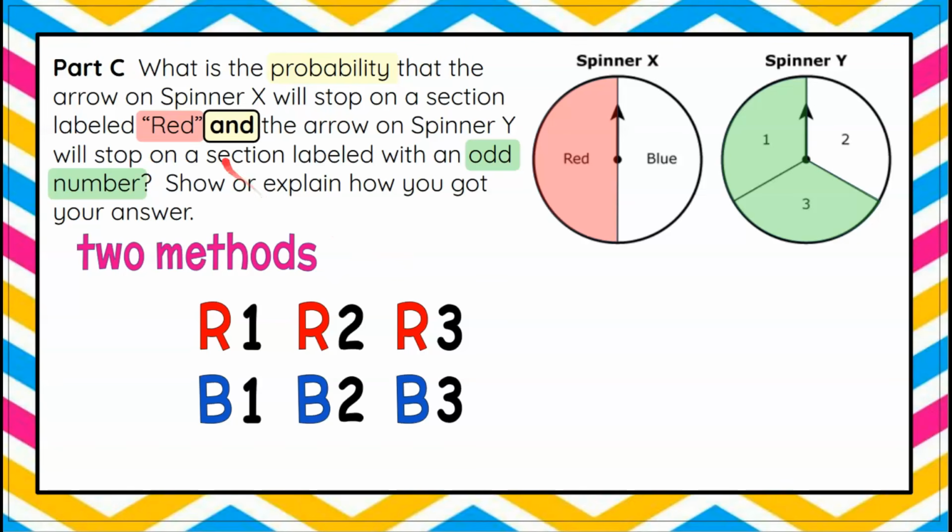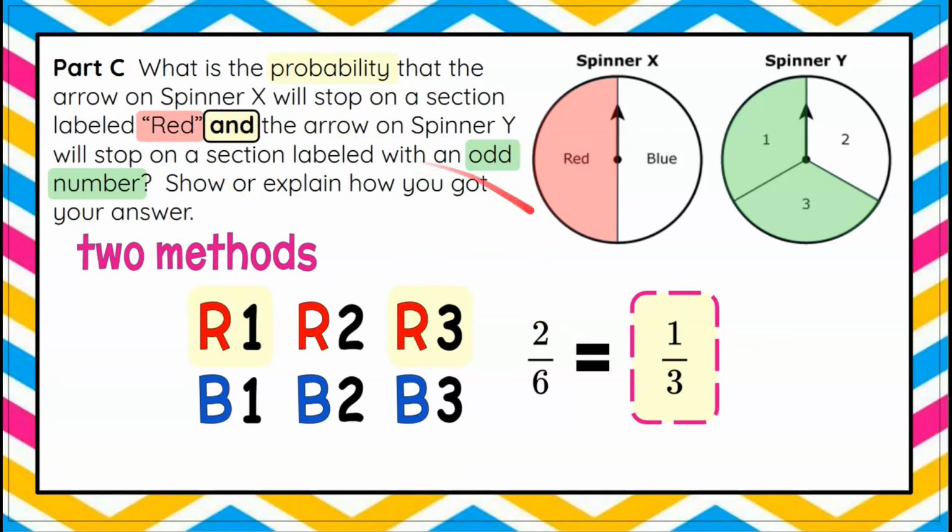So when we look at this, we want red and an odd number. So we have red and odd. This is an even number, and red and 3 is odd. So none of the blues come into play. So I can see that 2 out of my 6 chances are red and odd. And 2 out of 6 simplifies to 1/3 because both numerator and denominator are divisible by 2. So the probability of spinning red and an odd number is 1 out of 3.